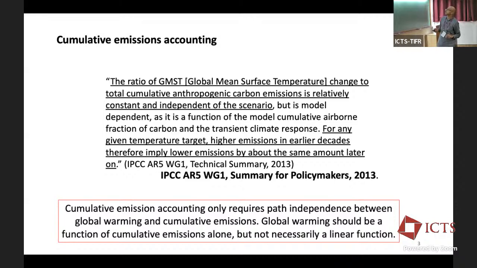It says is relatively constant and independent of the scenario, but is model dependent. And can you just parse that? So what's the first part? Ratio of global mean surface temperature change to the cumulative anthropogenic carbon emissions is relatively, the ratio is constant and independent of the scenario, but is model dependent, right?